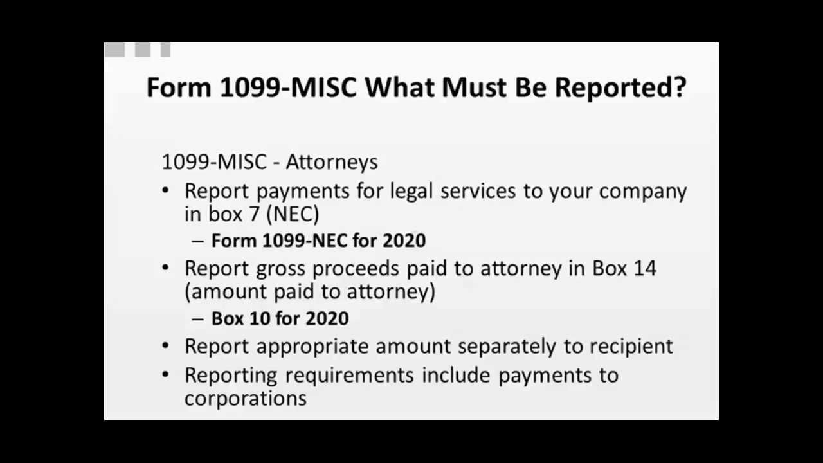So you might be giving money to your attorney to use for making the settlement rather than paying the plaintiff's attorney. And that still goes in box 14. Report the appropriate amount separately to the recipient. So you may be issuing 2 information returns, and we'll look at an example right there. Now, the reporting requirements to attorneys for either type of payment includes payments to corporations.